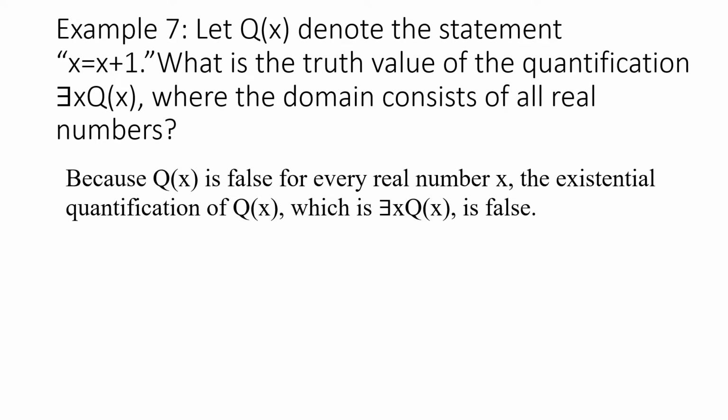When all elements in the domain can be listed, let's say x sub 1, x sub 2, up to x sub n, the existential quantification there exists x such that p of x is the same as the disjunction p of x sub 1 or p of x sub 2 or so on, or p of x sub n. Because this disjunction is true if and only if at least one of p of x sub 1, p of x sub 2, and so on up to p of x sub n is true.